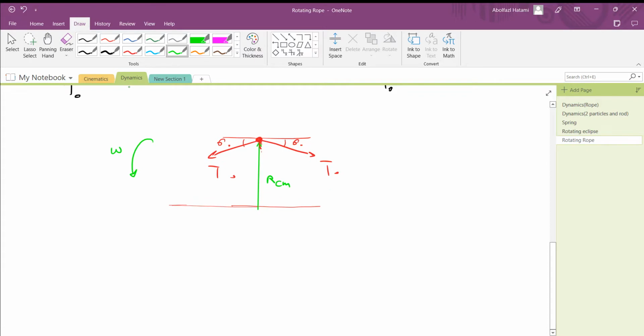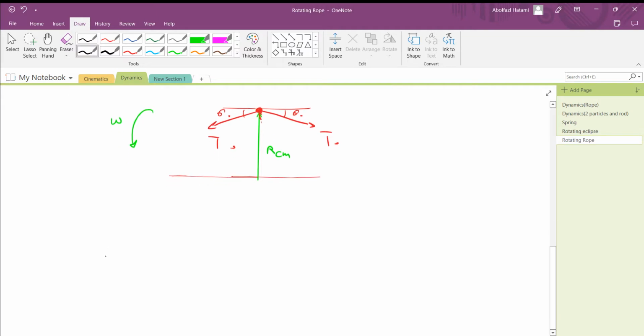With constant angular velocity omega, we know that, for example, if we have a particle with mass m rotating around a circle with radius r, with constant angular velocity omega 0, then we have a central acceleration.